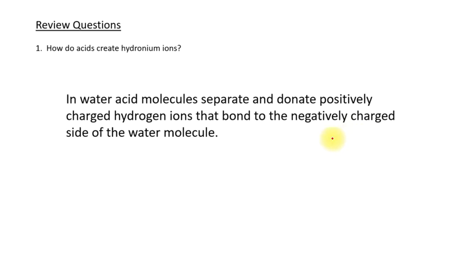Here's what I have. In water, acid molecules separate, and I'm actually going to cross that out and use our new word we learned. Acid dissociates and donates positively charged hydrogen ions to bond to the negatively charged side of a water molecule, because we do know water is polar. Okay. Private message me if you have any further questions about that one.